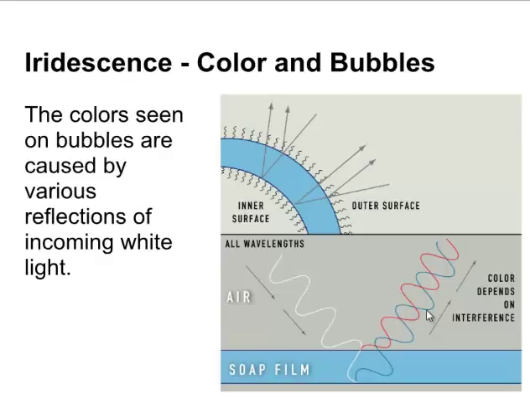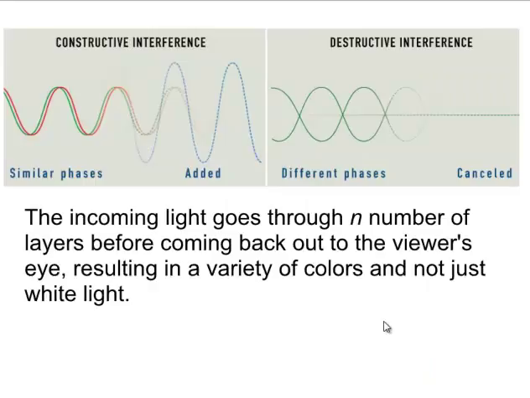Now, iridescence is where it gets a little tricky. It's not easy to emulate. You have your incoming white light, and it has multiple surfaces to bounce off of, as you can see. So sometimes it'll bounce off the first layer, sometimes it'll bounce off the second layer, sometimes it will go into the bubble, bounce around any number of times, and then come out.